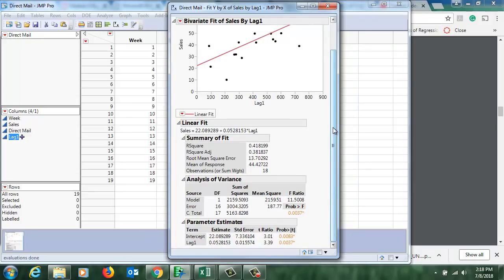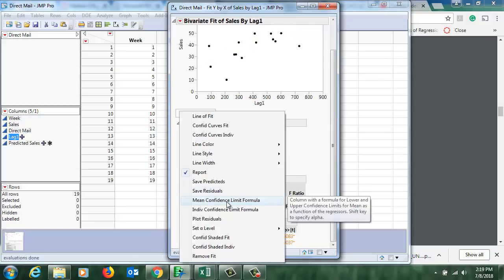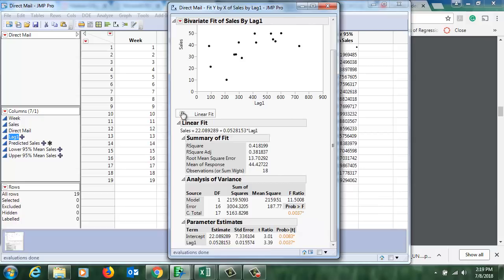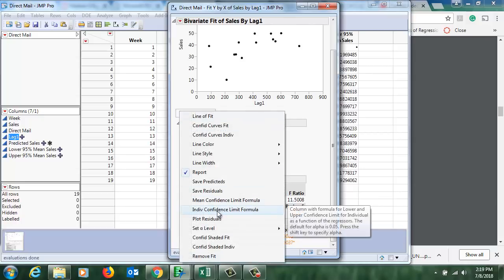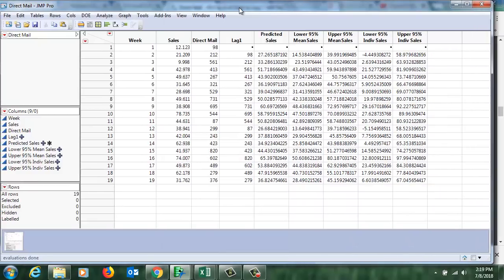To find the estimate of sales based on a given number of direct mail, we go to this dropdown, the linear fit dropdown. All operations related to linear regression are under this dropdown. We'll go down to Save Predicted. We can save the mean and individual confidence limit formula as well. I save both here. And we go back to our data table.